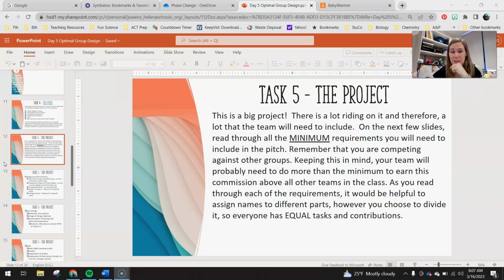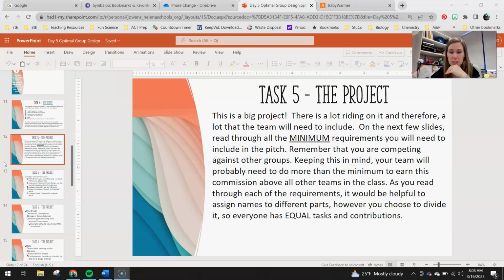but remember that you are competing against other groups to win this pitch. And so with that in mind, your team will probably need to do a lot more than the minimum to earn the commission above all the other teams. Again, remember this is a competition and your goal is to win this pitch.